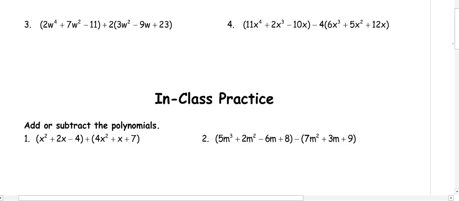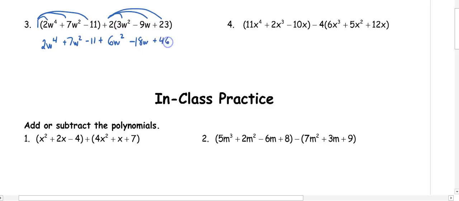In number 3, the first parenthesis, again, has nothing in front of it, so we're going to distribute a positive 1, keeping every term the same. The second parenthesis, we're going to distribute a positive 2. So we have 2w to the 4th plus 7w squared minus 11, plus, we're going to multiply everything by 2, so 6w squared minus 18w plus 46.